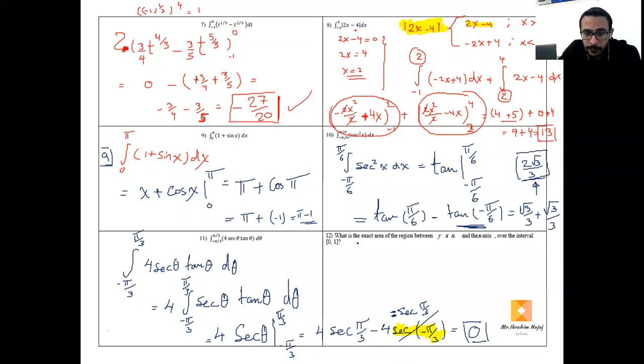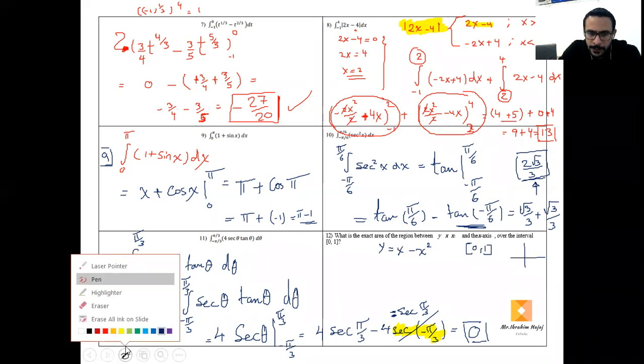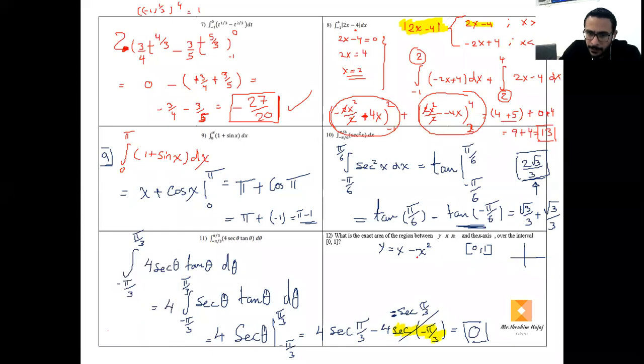Here is question number 12. What is the exact area of the region between y equals x minus x squared on the closed interval 0 to 1? Sorry, you will find it in the PDF I sent you on WhatsApp. I think the graph of this function is a parabola, right? It opens down since we have a negative, and passes through here like this.